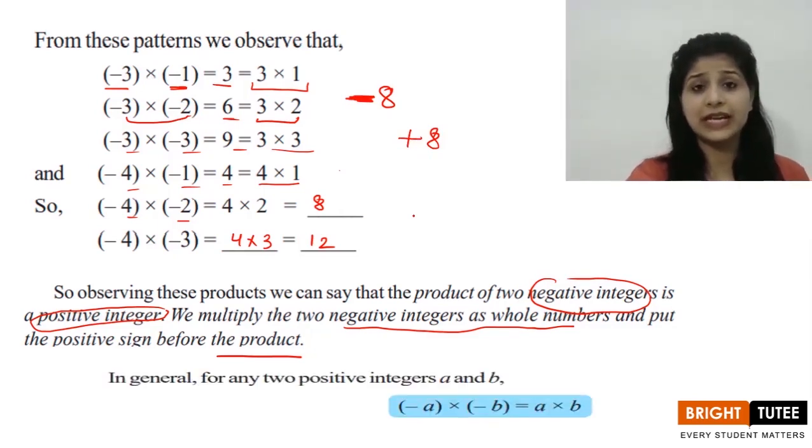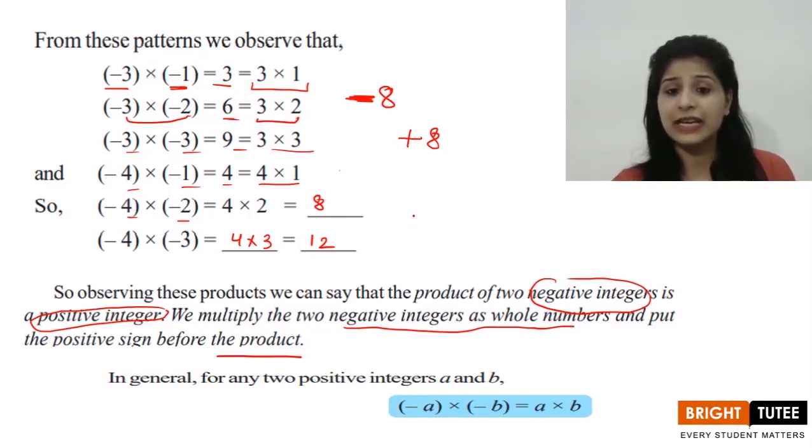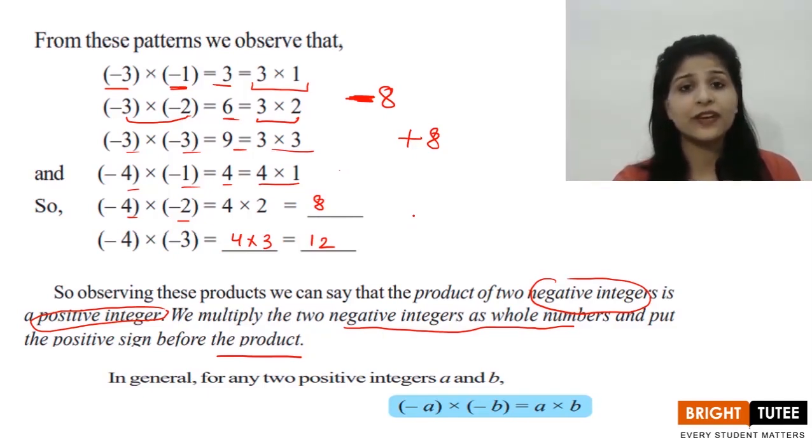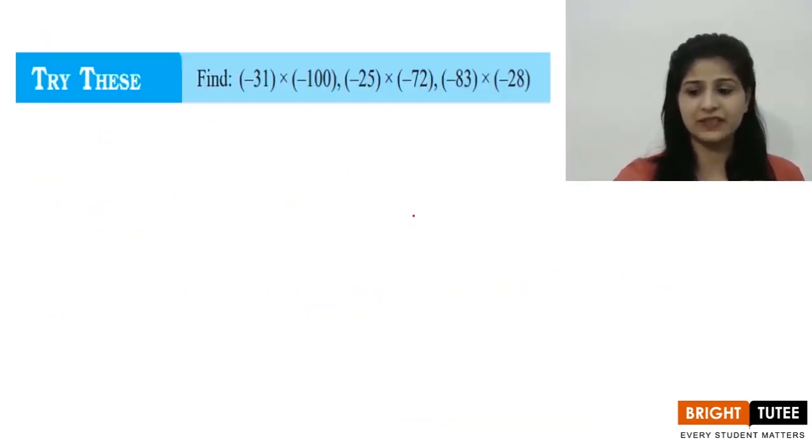So what we can say, for two positive integers a and b, if we take negative of a and negative of b and multiply, the answer is always a cross b. That's it, the positive answer. Okay, shall we try this? So we have minus 31 into minus 100.